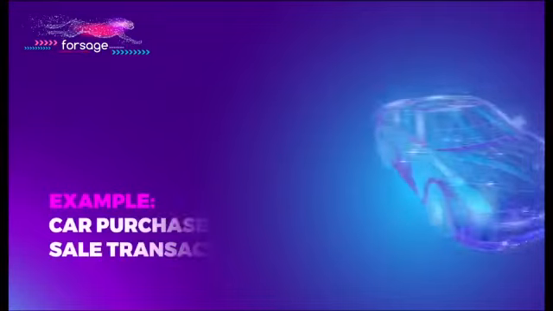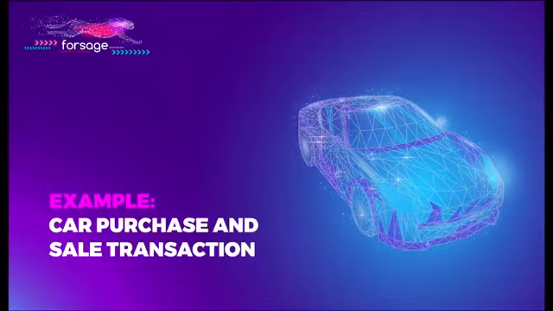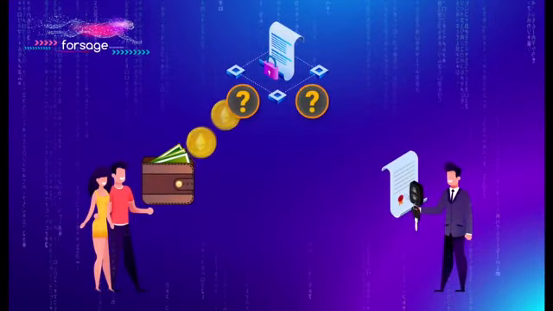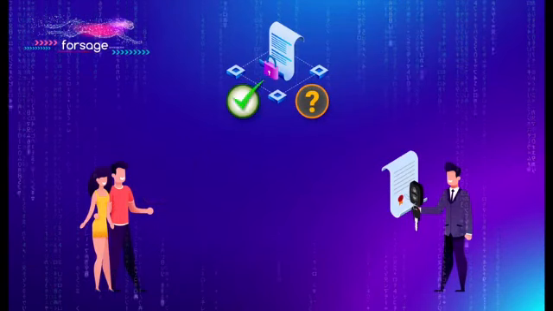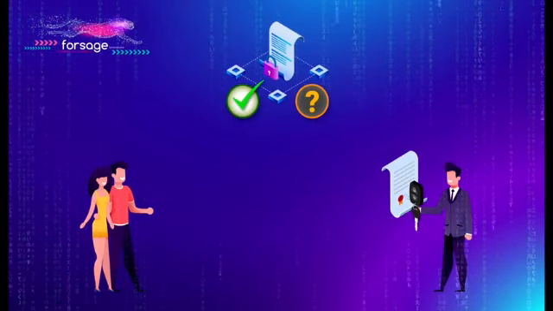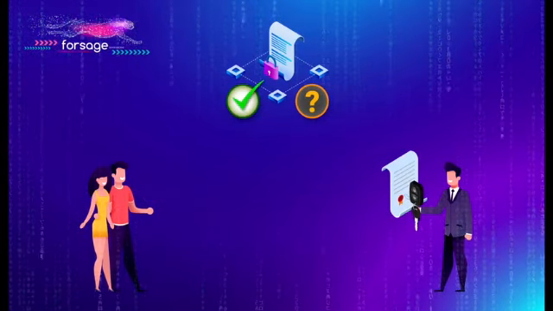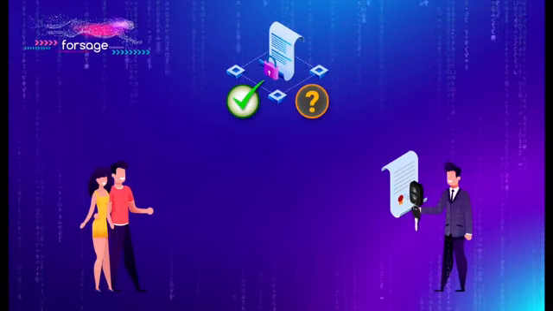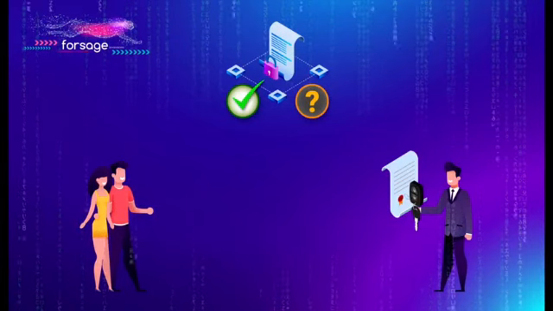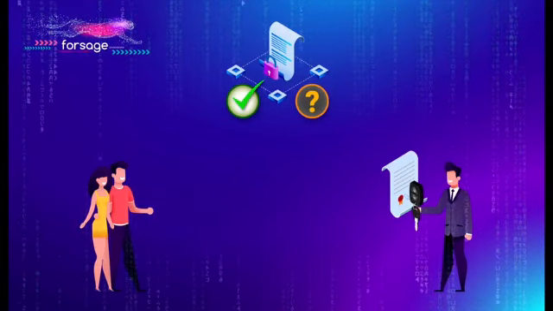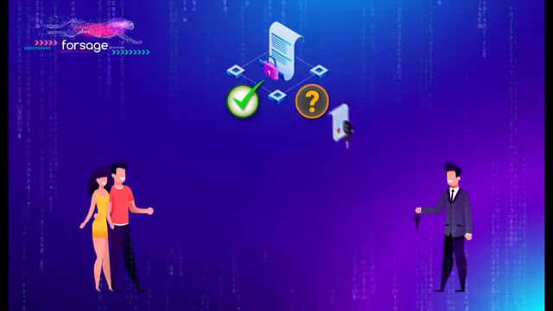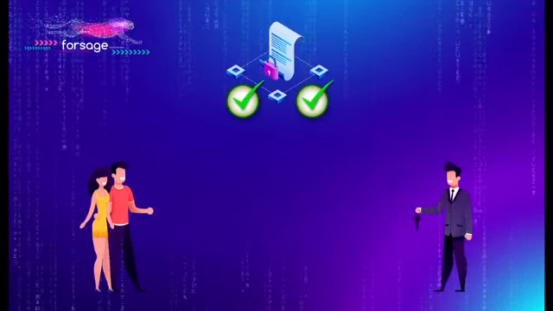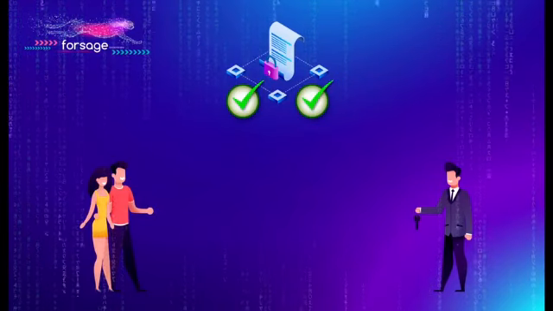Example: car purchase and sale transaction. The buyer transfers the entire amount for the car to the address of the smart contract. From now on, the deal can be considered open. The contract code stipulates the condition that the contract will transfer this amount to the seller's wallet only when the buyer is appointed as the owner of this car in the electronic database. Such a transaction will be considered successful, and both parties to the transaction will receive what they wanted.